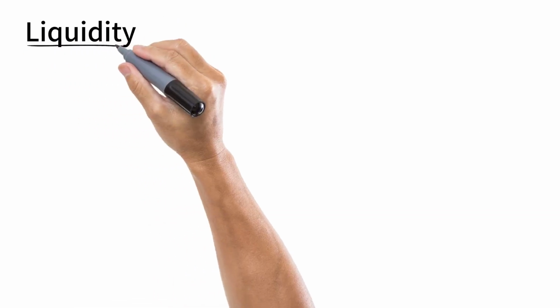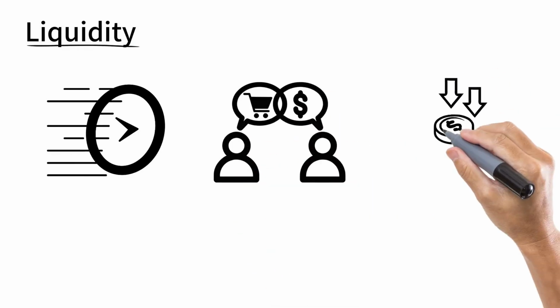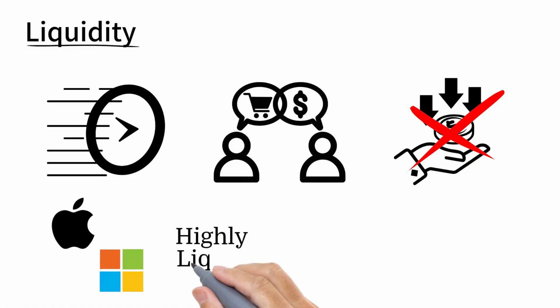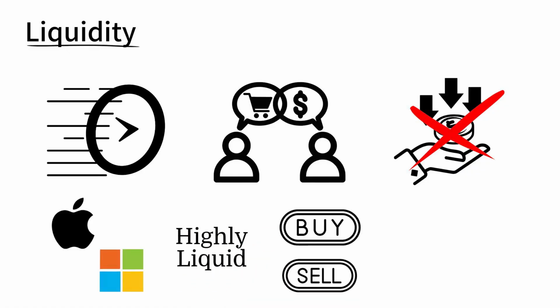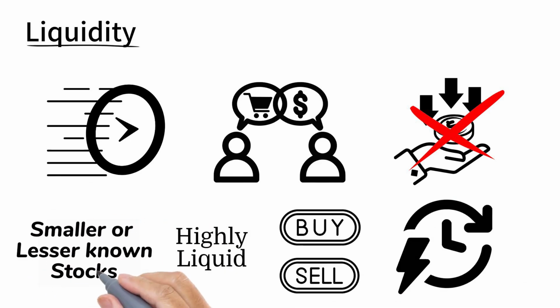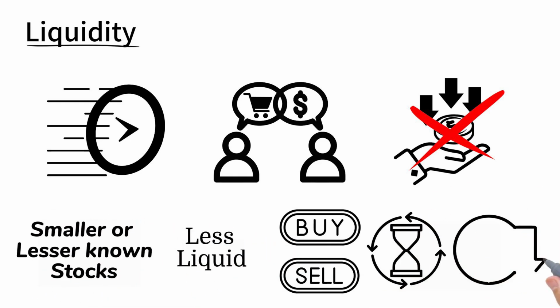Liquidity is how quickly and easily an asset can be bought or sold without significantly affecting its price. For example, stocks of big companies like Apple or Microsoft are highly liquid. You can buy or sell them almost instantly at the market price. Smaller or lesser-known stocks may be less liquid, meaning it could take longer to sell, or selling quickly might lower the price.